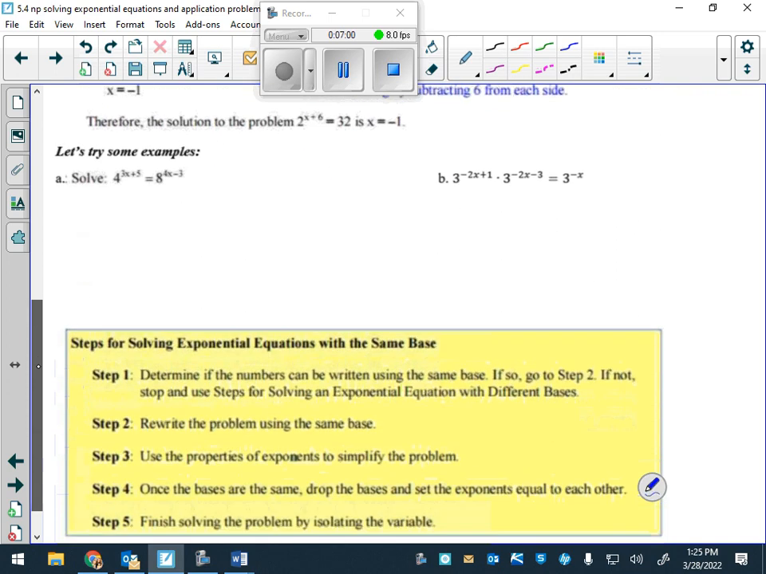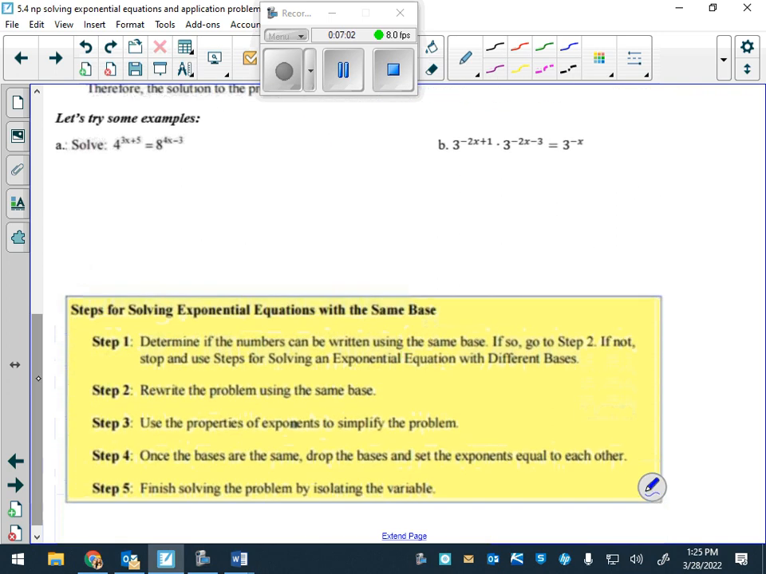So if we look at the first one here, we have 4 to the 3x plus 5 equals 8 to the 4x minus 3. So what base do 4 and 8 have in common? 4 to some power will not give you 8. Okay, I'm glad you said that though. 2, right? Because you're looking at the base being a number raised to a specific exponent to give you 8, or 4.